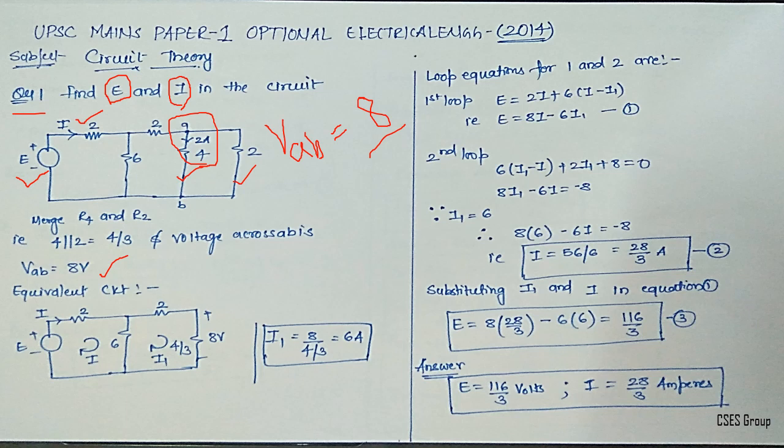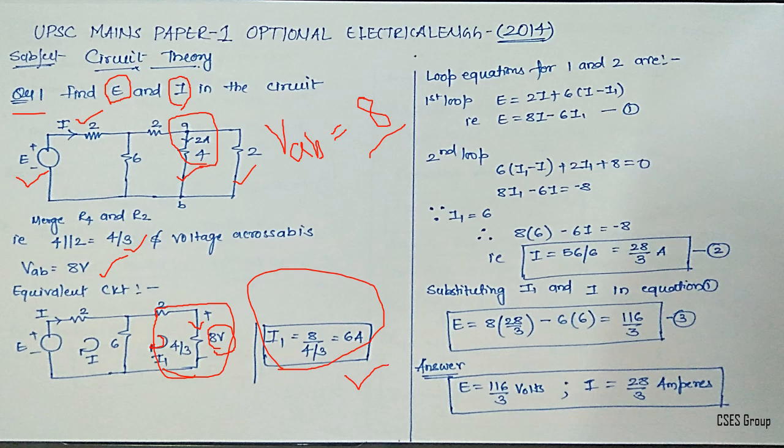So if you merge 4 and 2, you will get 4 by 3. So your equivalent circuit will look like this. Now you can apply the simple Ohm's law to determine the current which is flowing in this loop. If I consider the loop current as I1, then simply by using the V is equal to IR relationship, you can determine the current flowing in this 8 volts branch or 4 by 3 ohms branch. That is 8 divided by 4 by 3, that is 6.